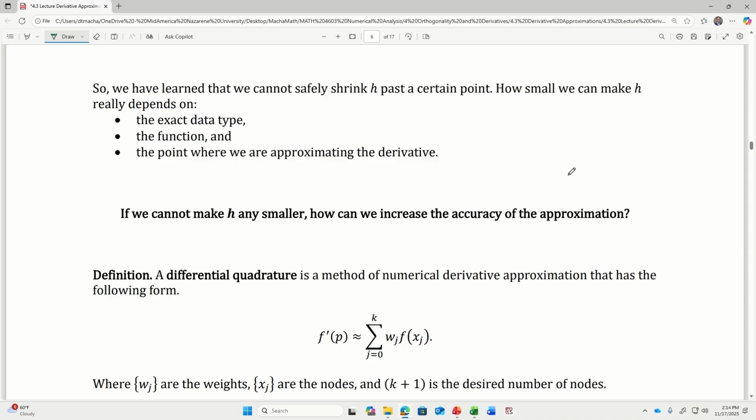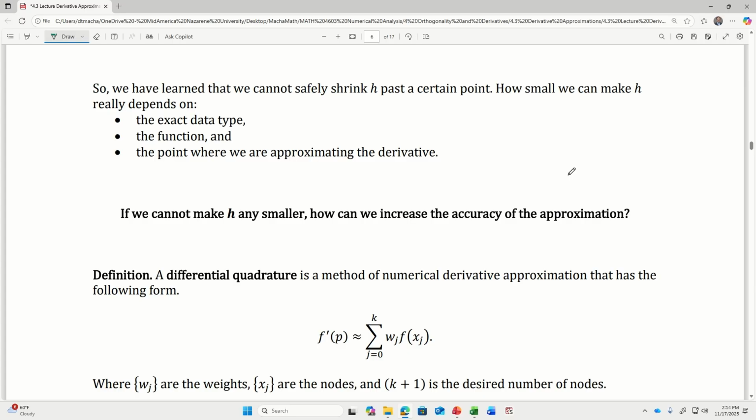So if we've chosen a value of h based on experience that we think is going to perform well, we're not making it too small, so we're not drifting into the round off error regime. If we choose that value of h and we can't make it any smaller, just don't want to risk it, how could we still increase the accuracy of our derivative approximation? And the answer is we use a differential quadrature.